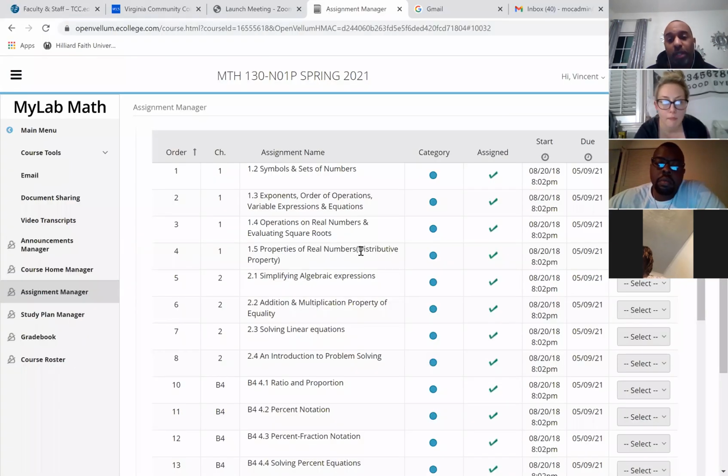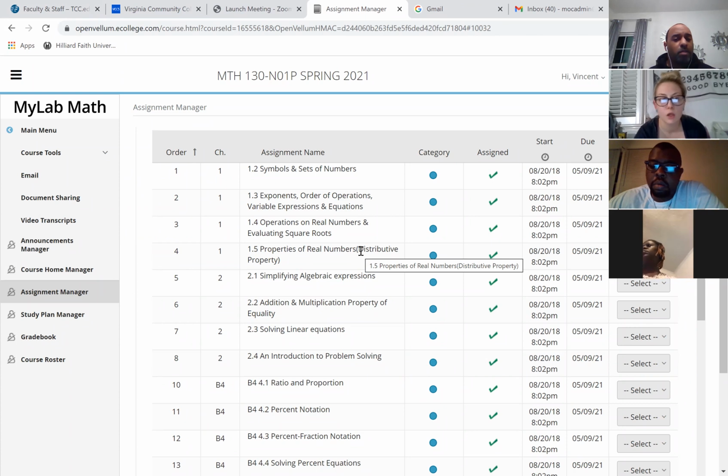So this is my view, because I can unassign and stuff like that. So we got 1.2 and 1.3. That's what we did today. First 2 lectures, first 2 assignments. Now, if you want to move ahead, feel free. But the only thing you're responsible for are these assignments that are in my MyMathLab. I know you mentioned something like a review or something like that.